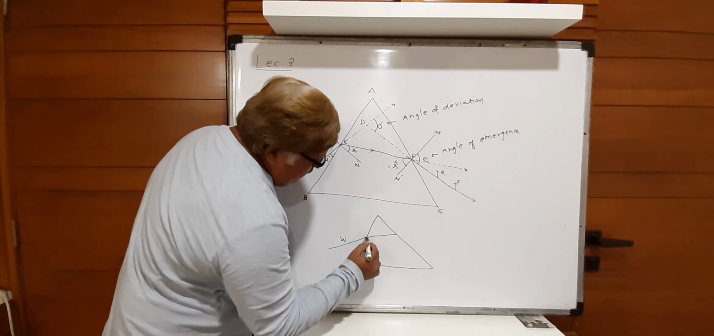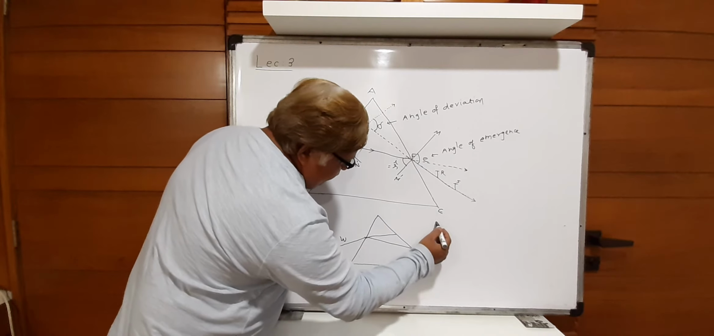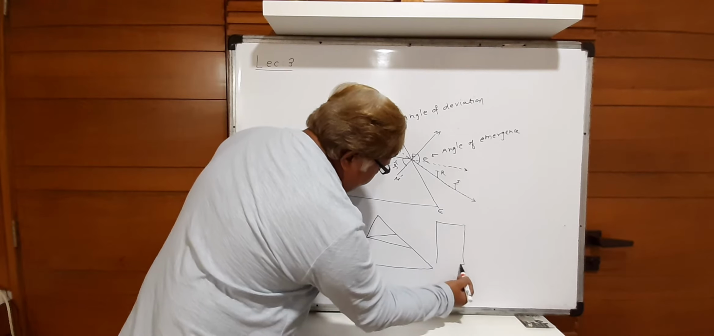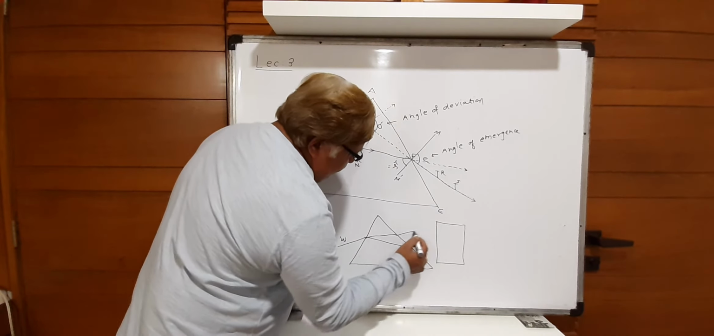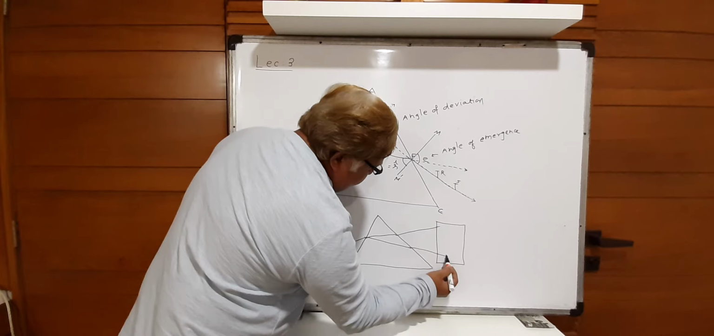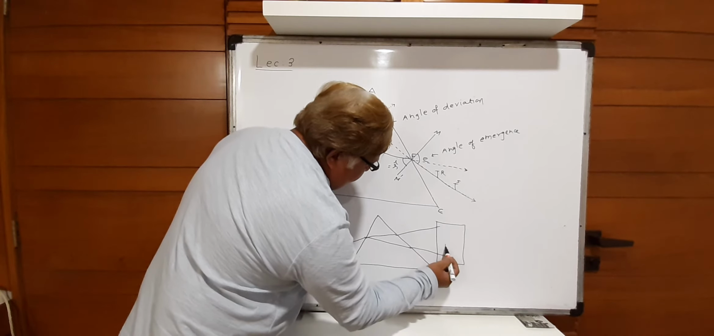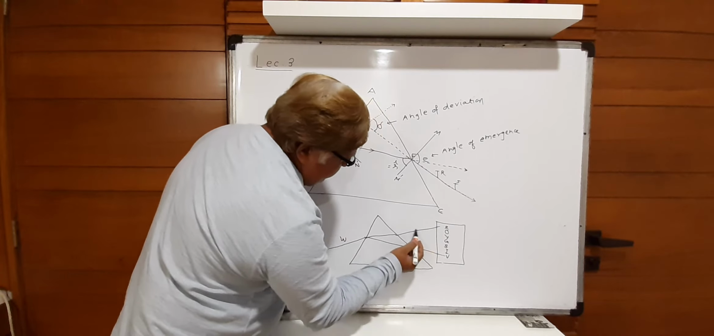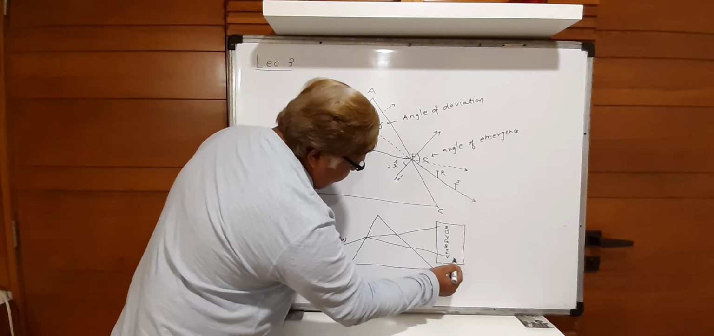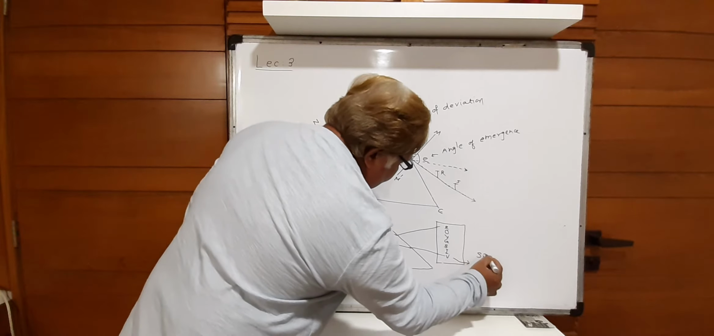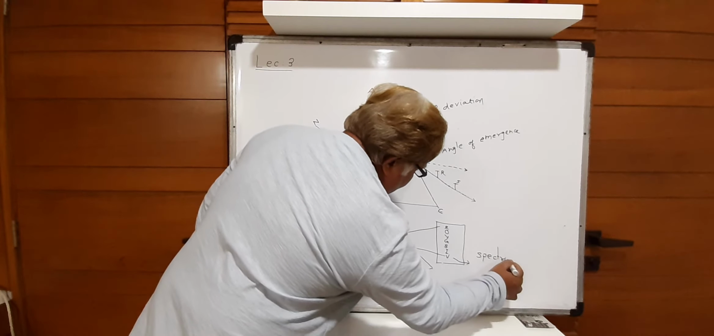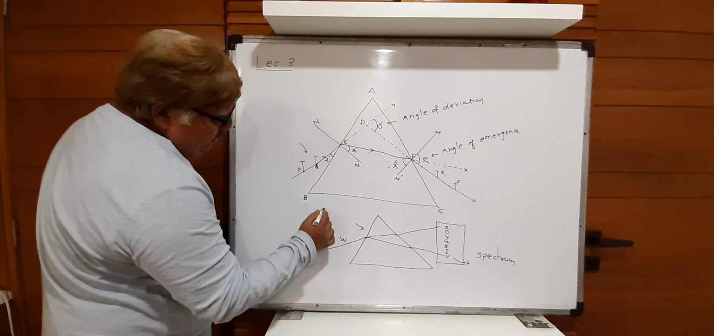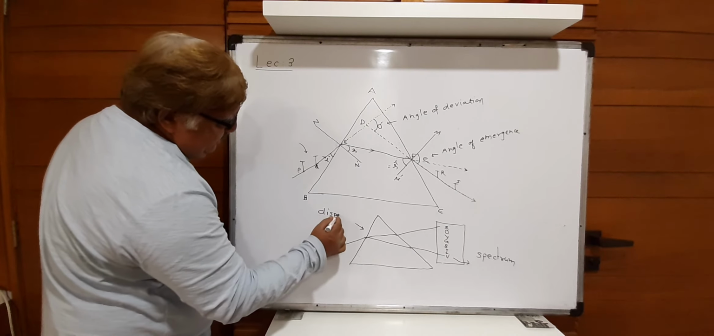And if you keep a screen here, you will see a spectrum of 7 colors. That is VIBGYOR. You all know this. This is not so new for you. You will see a spectrum of 7 colors on the screen. That is called splitting of white light, or dispersion of white light. We call it dispersion of white light.